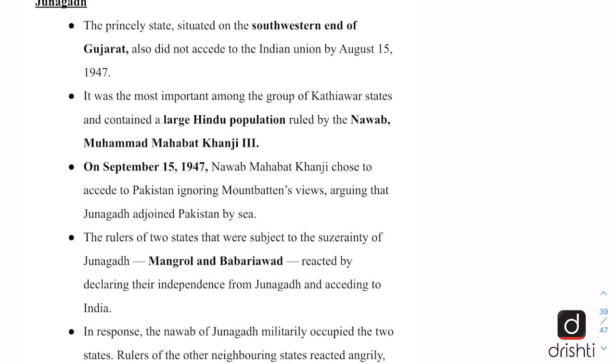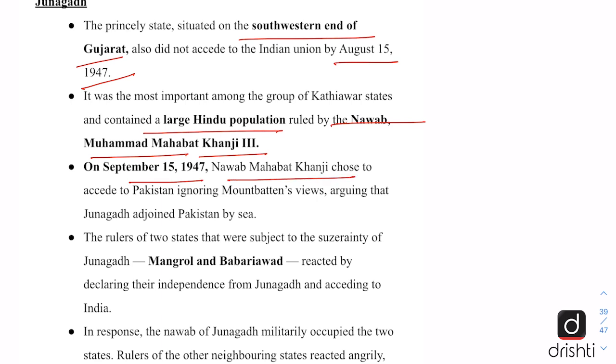So Junagadh was a princely state situated on the southwestern end of Gujarat, and it did not join the Indian Union by August 15, 1947. And the demography of Junagadh was such that it had a large Hindu population, but the ruler was a Muslim, Nawab Muhammad Mahabat Khanji III. And on September 15, 1947, Nawab Mahabat Khanji chose to accede to Pakistan, ignoring Lord Mountbatten's views and arguing that Junagadh adjoined Pakistan by sea, though it shared no land border with Pakistan.